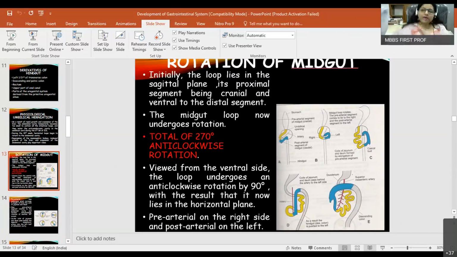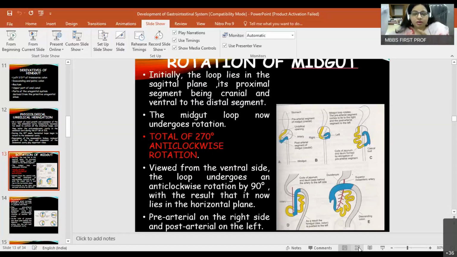Now, actually, how the rotation is taking place. This midgut rotation is very important. Initially, क्या होता है कि ये जो herniated loops हैं, they are arranged in the sagittal plane, so that they are lying cranial and caudal. ठीक है, ऐसे होते हैं.